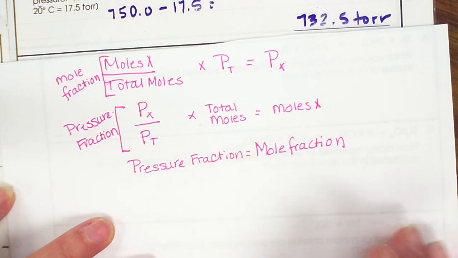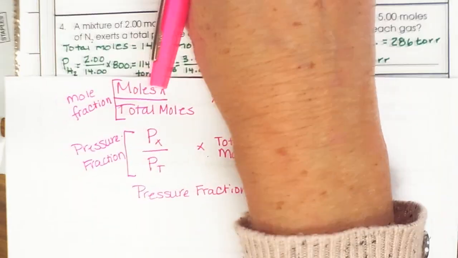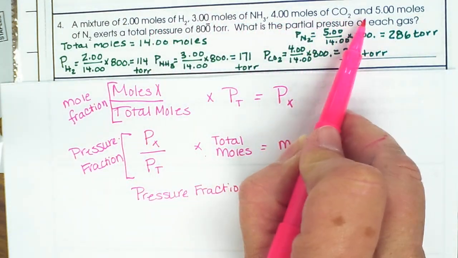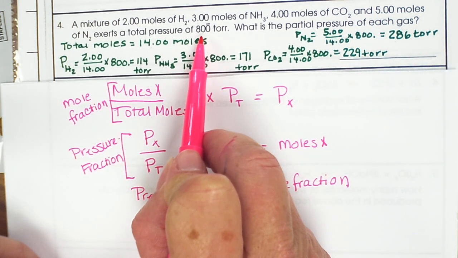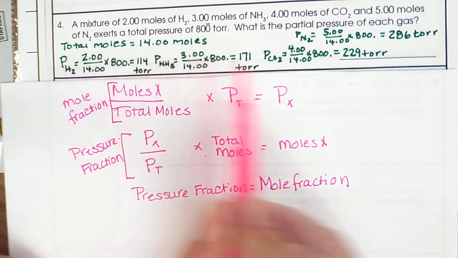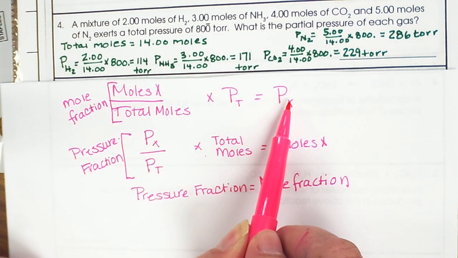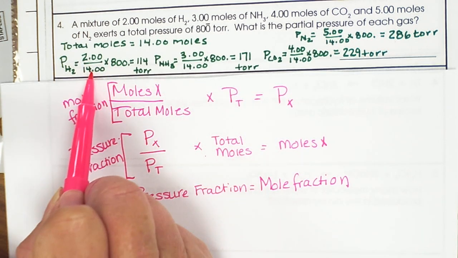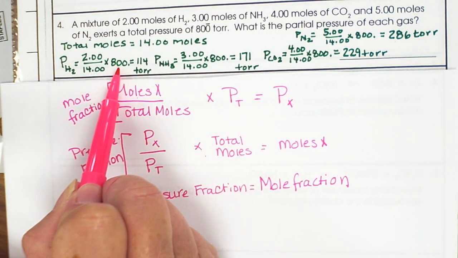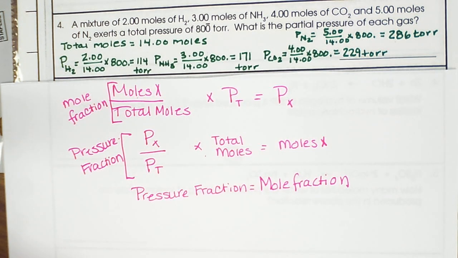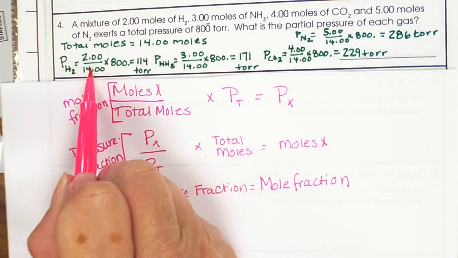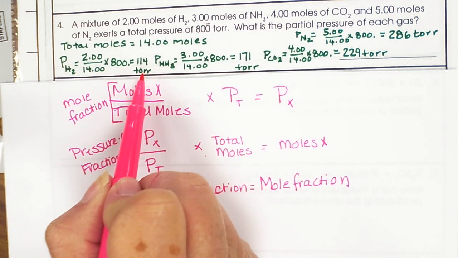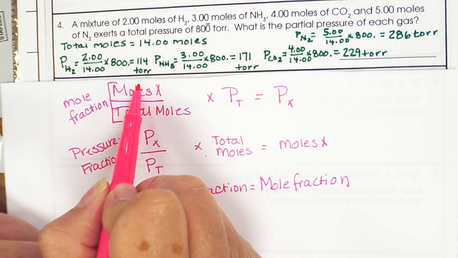All right? Okay, let's take a look. My first problem is a mixture of moles. They give you the moles and the total pressure, and they want you to find the partial pressure for each gas. So here's my partial pressure, Px. What I did was find my mole fraction and multiply it times my total pressure. That's all I had to do. My mole fraction, which is my percent of the moles, times my pressure gives me the pressure for that gas.